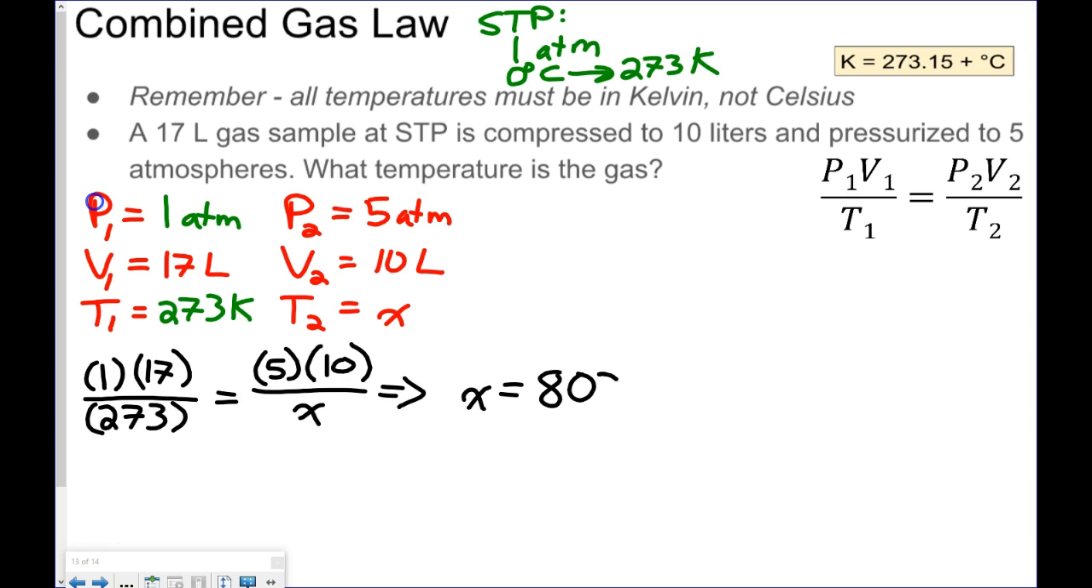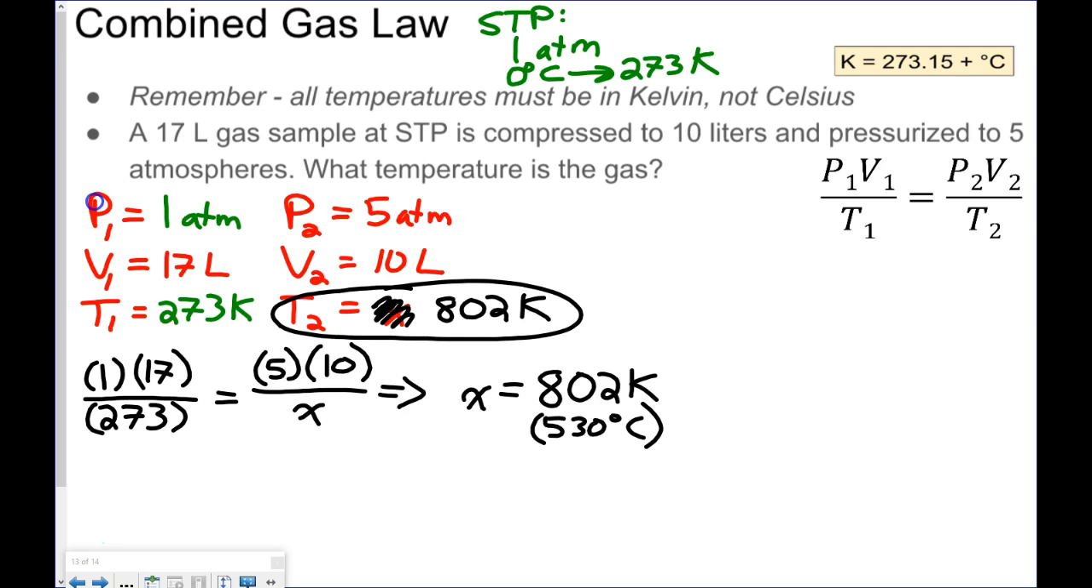So setting that all up, solving for x, x is going to work out to be 802 Kelvin. So I drastically increased the temperature of that by increasing the pressure and decreasing the volume. You can solve that all out with the combined gas law using all the different parts of all the different equations.